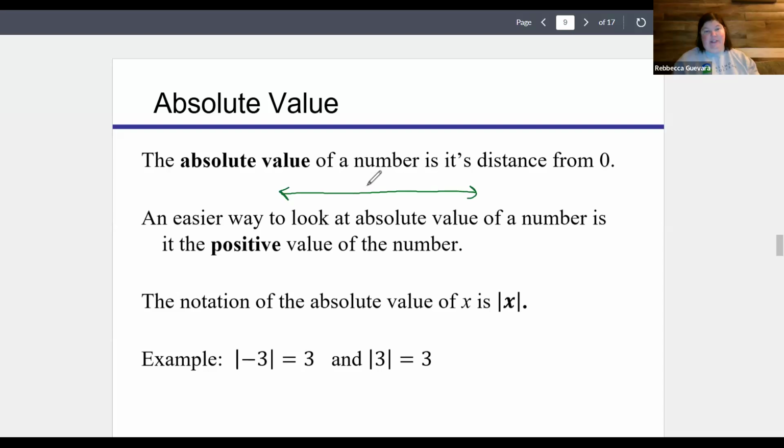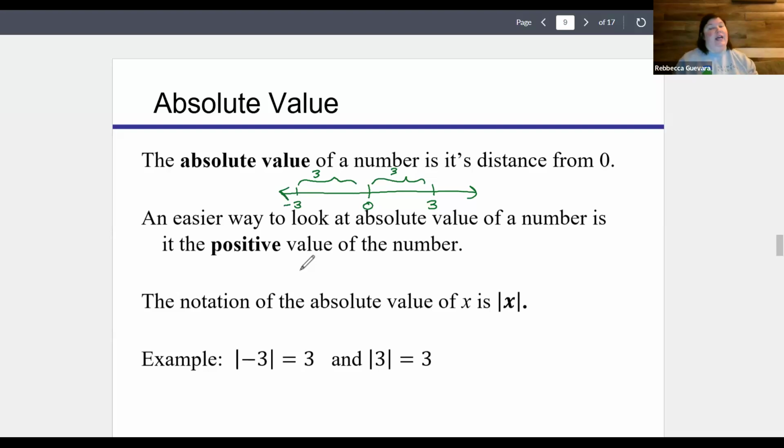So what we're talking about is if we have a number line and this is 0, this is 3 out here, then this distance here is 3. If I have, say, -3 out here, this distance is also 3. So that's what I mean by that distance of 0. So how far is that number from 0? We don't talk about distances negatively, so it always stays positive.